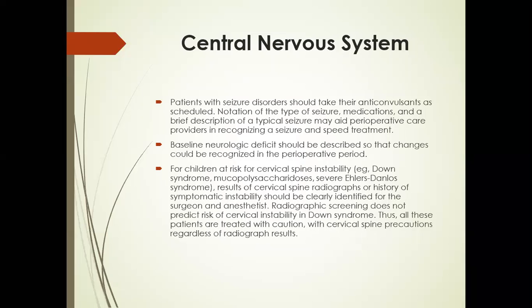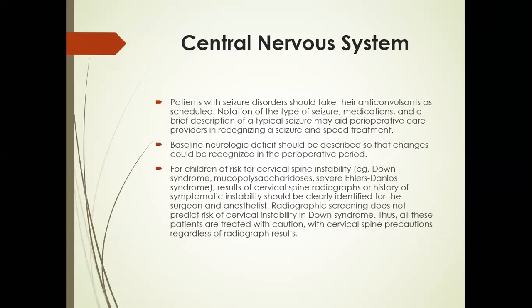In the central nervous system, most important are patients with seizure disorders, and they should take their anticonvulsants as scheduled. Notation of the type of seizure, medication, and a brief description of a typical seizure may aid perioperative care providers in recognizing a seizure, and speed treatment. We don't really need to routinely do preoperative levels unless this is required in the patients who are expected to stay long in PICU or where the postoperative fasting period is prolonged. In those cases, we have to make sure that we have a parenteral substitution for the anticonvulsant. And if we don't have that, we have to consult the neurologist for the perioperative alternatives.